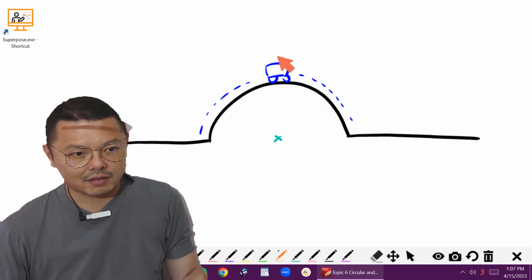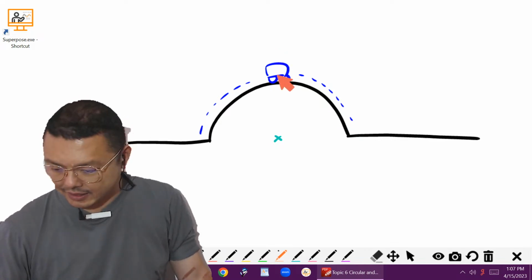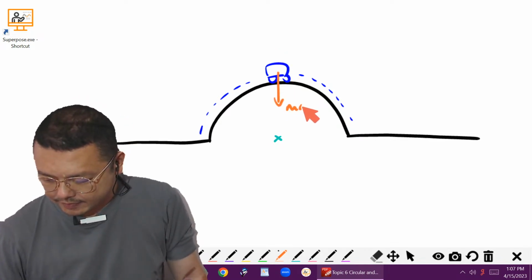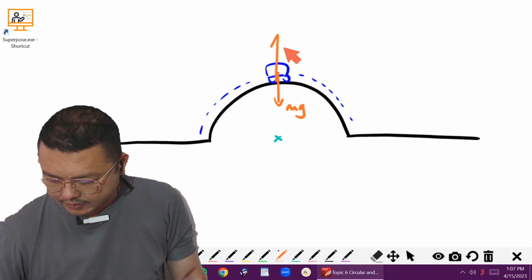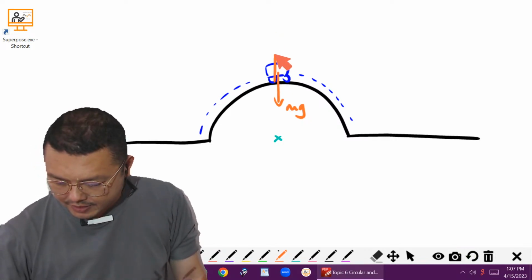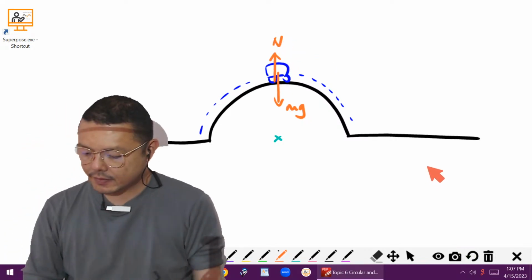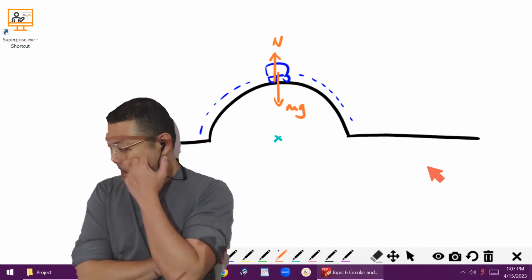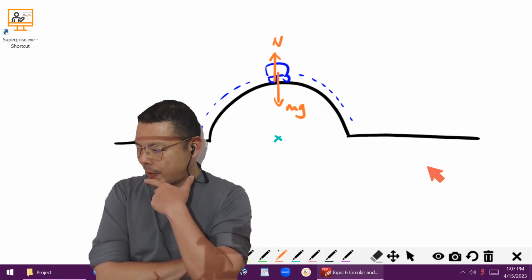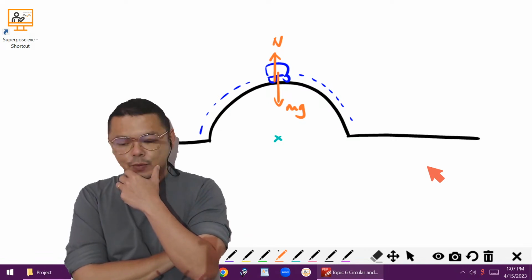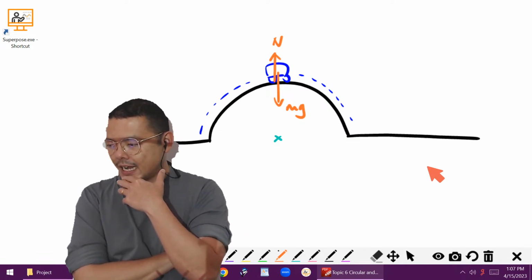The weight and the normal contact force, right? So, this one is the weight and this one is the normal contact force like that. Okay? Can you tell me this time round which one will be bigger? Yeah, weight has to be bigger, right? In order to go over the bridge, the weight must be bigger than the N.